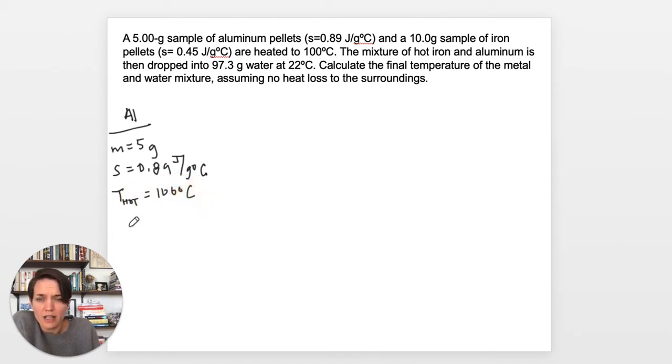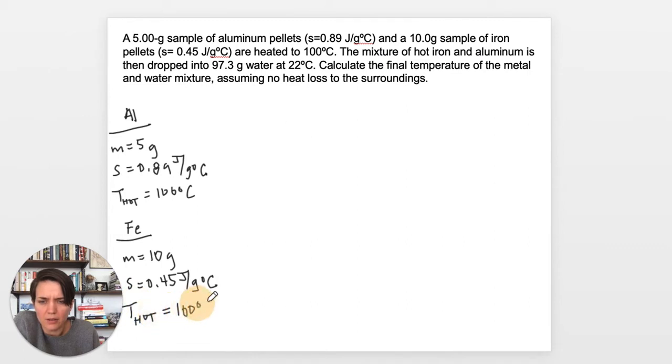All right, so then I can also look at my iron. In my iron, I have a 10-gram sample. The specific heat of iron is 0.45 joules per gram degree Celsius, and its T hot is going to be equal to 100 degrees Celsius.